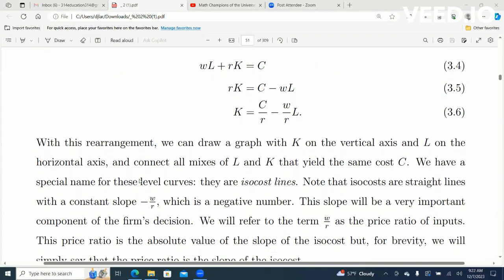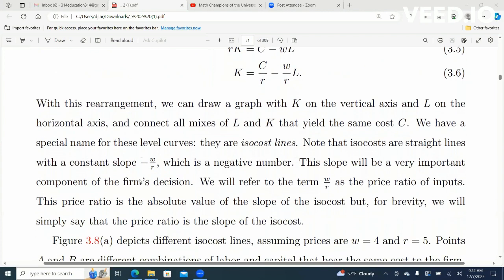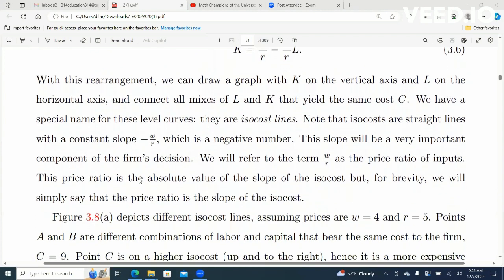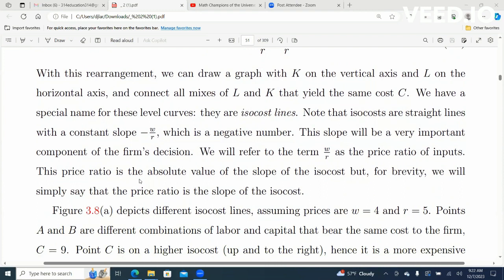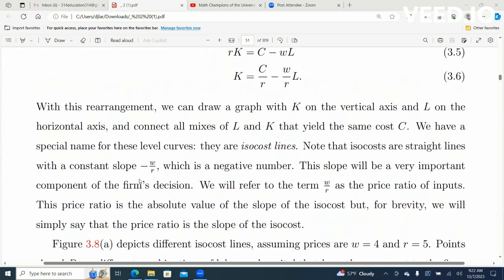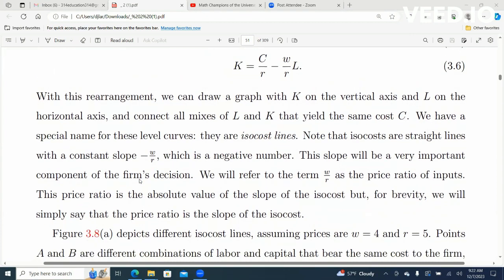So with this arrangement, we can draw a graph with K on the vertical axis and L on the horizontal axis, and connect all mixes of L and K that yield the same cost. So it's an isocost. We just did that graph right there. Every combination of labor and capital is on it. R and W are clear, but what is that capital C? Capital C can change the cost, but all of the values were on that one isocost.